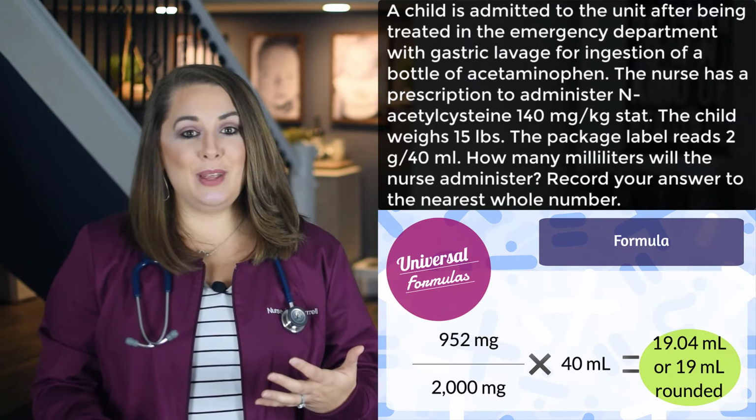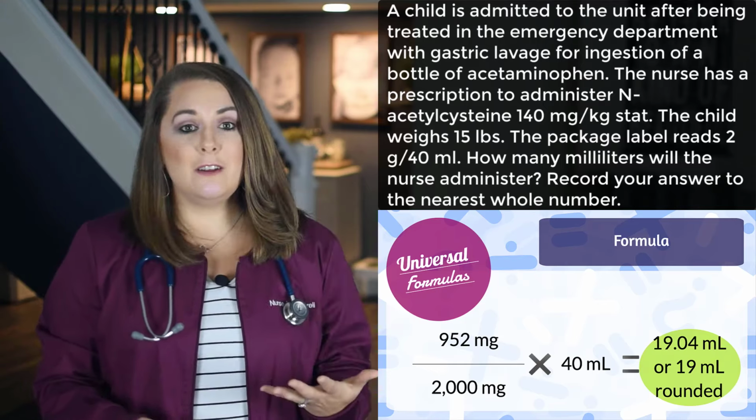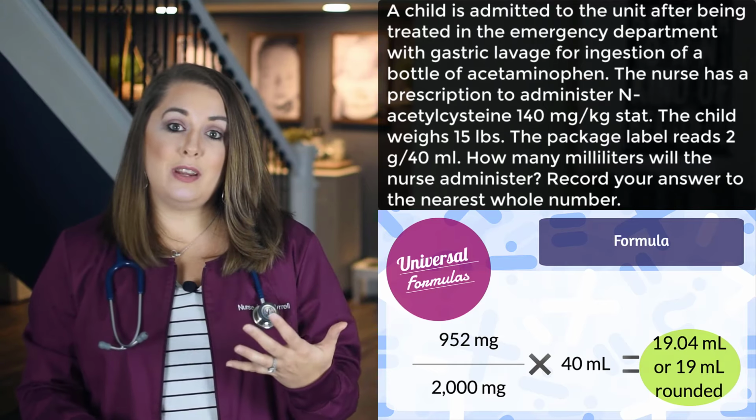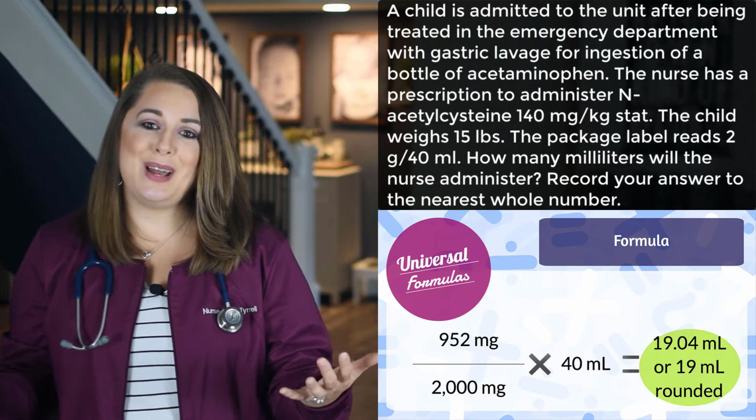So 952 milligrams divided by 2,000 milligrams times 40 mLs. So 952 divided by 2,000 is 0.476 times 40 gives us a grand total of 19.04 mLs.